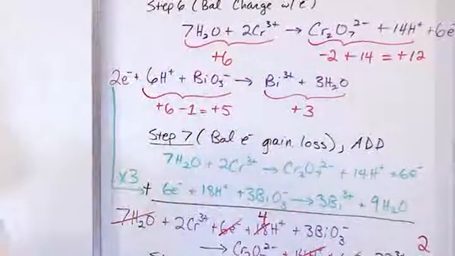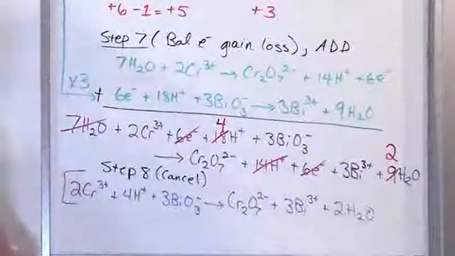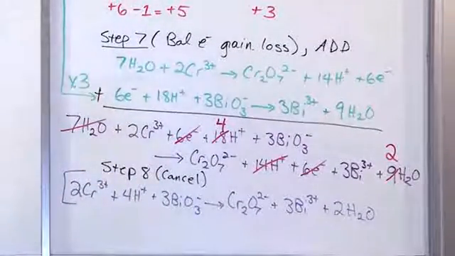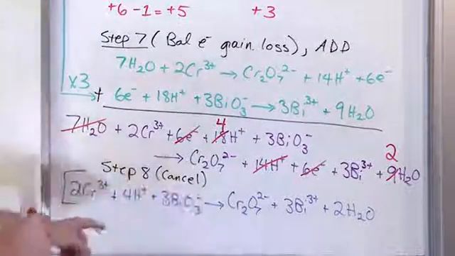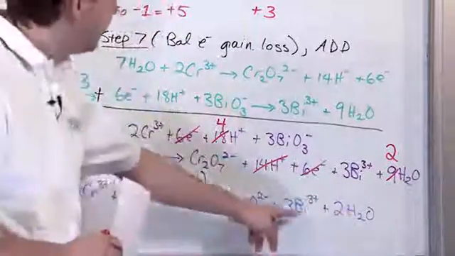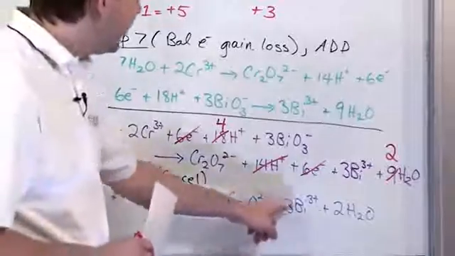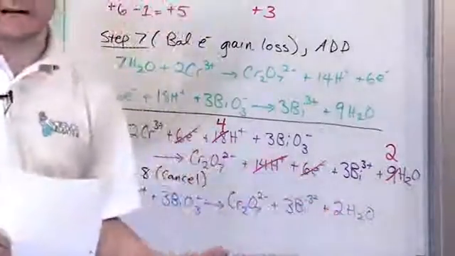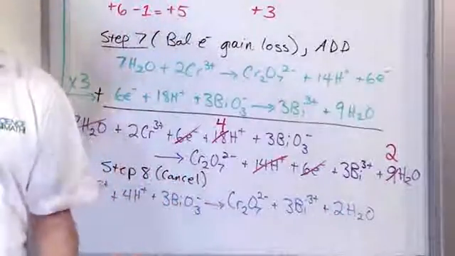So what I suggest that you do now is check your work. You don't have to do this, but I recommend that you do it. First, let's check the balance of the elements. We have 2 chromiums, 4 hydrogens, 4 hydrogens, 3 bismuths, 3 bismuths, and here we have 9 oxygens. Here we have 7, and then we have 2 more. That makes 9 oxygens.